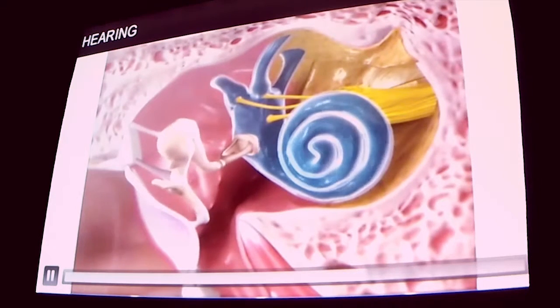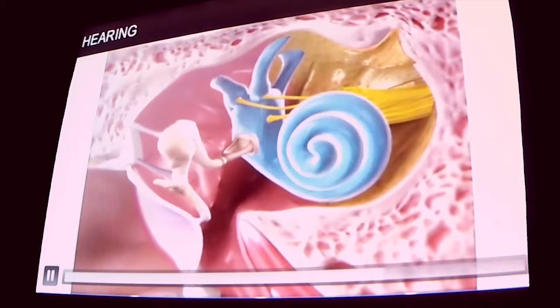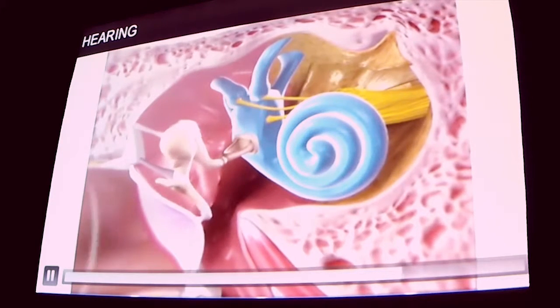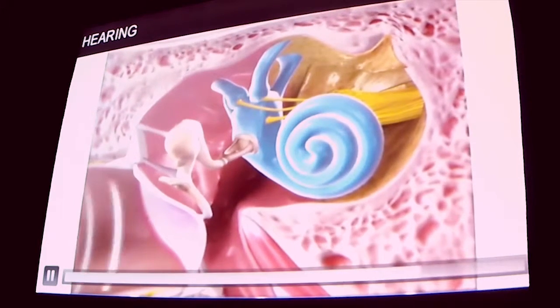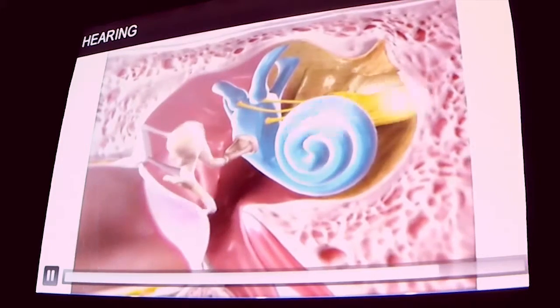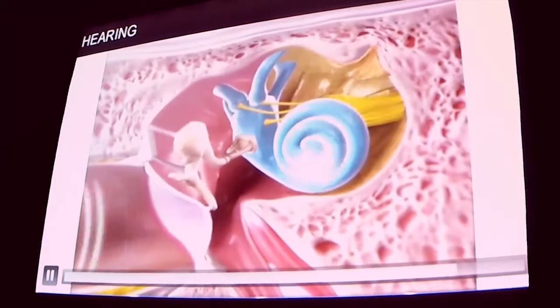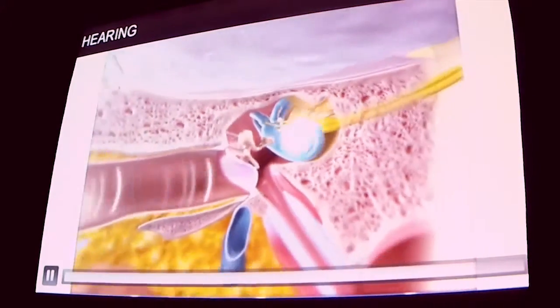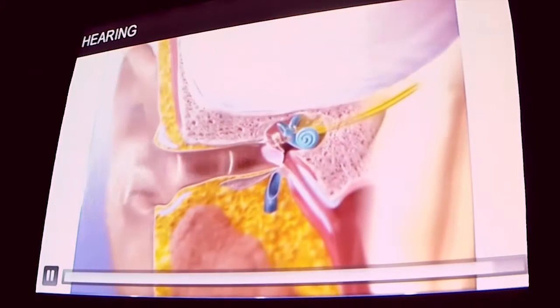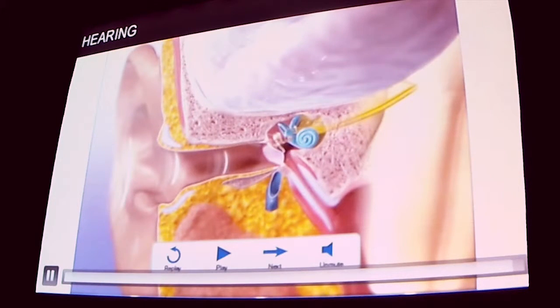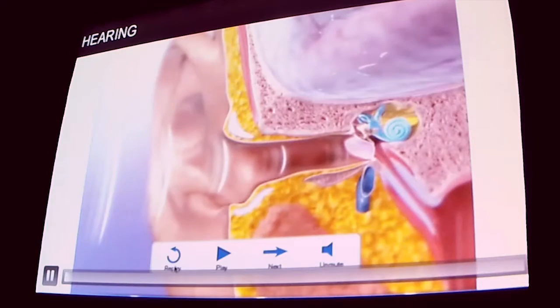The fluid waves move hair cells that line the cochlea, and the movement of these cells activate nervous system receptors. Signals are then carried through the vestibulocochlear nerve, this is cranial nerve 8, to the temporal lobe of the brain where they're interpreted as sound. So this is what's going on as we start to get into cranial nerve 8, the vestibulocochlear nerve.